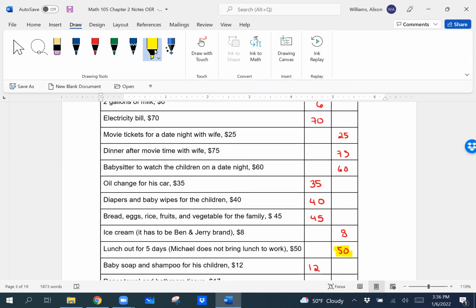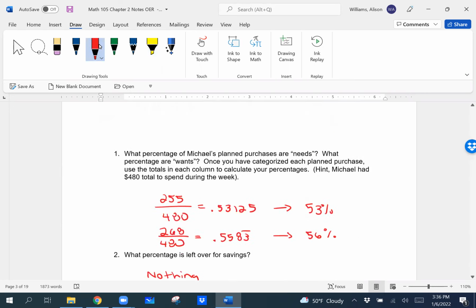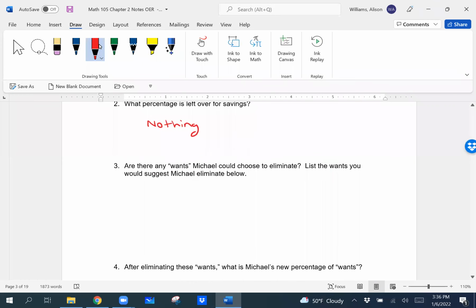So I'm going to suggest, just for the sake of a couple special treats, ice cream for them and the lunch, I'm going to allow those too. But I'm going to suggest that they don't go on the date and that they don't buy the decorative rug. So no date or decorative rug.